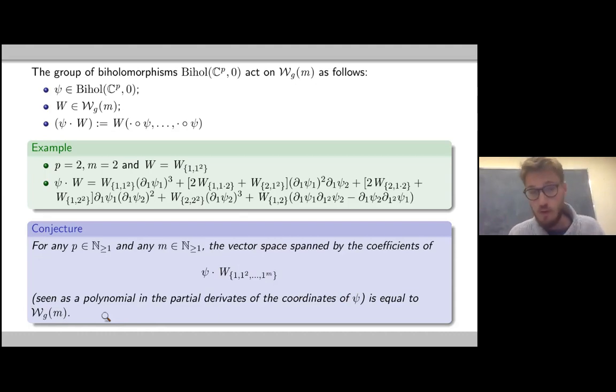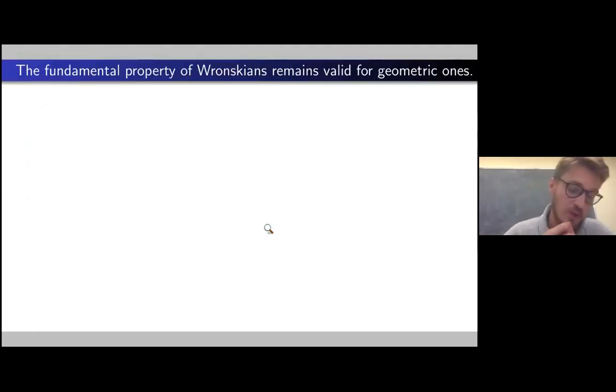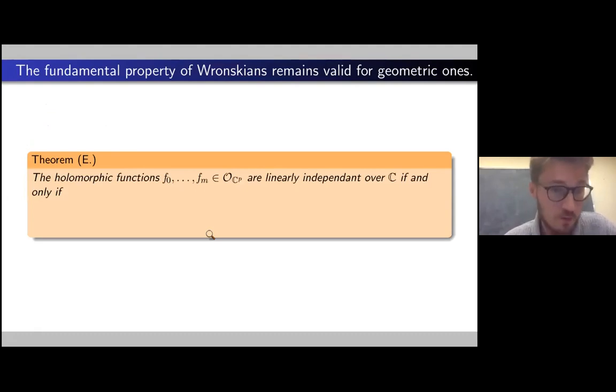Okay, so far we have defined geometric generalized Wronskians, defined the pure ones, and seen a way to produce other ones by letting the group of automorphisms of CP^n act on it. But the fundamental property of generalized Wronskians remains actually valid for the geometric ones. And so we have the following result.